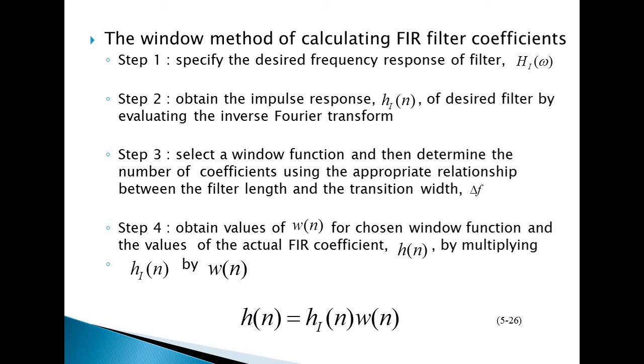So the window method of calculating FIR filter coefficients: specify the desired frequency response of the FIR filter. Obtain the impulse response hd of n for the desired filter by evaluating the inverse Fourier transform. Then select a window function and determine the number of coefficients using the appropriate relationship between the filter length and the transition width delta f. Then obtain values of w of n for the chosen window function and the values of the actual filter FIR coefficients h of n by multiplying hd of n by w of n. So h of n is hd of n into w of n.